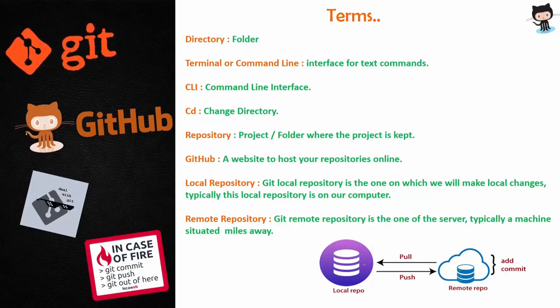So basically what I was explaining in the previous slides about the centralized version control and distributed version control, the server was the remote repository and the local repository was the computer which Raju and Farhan were using. Okay, so this is the local repository and remote repository.